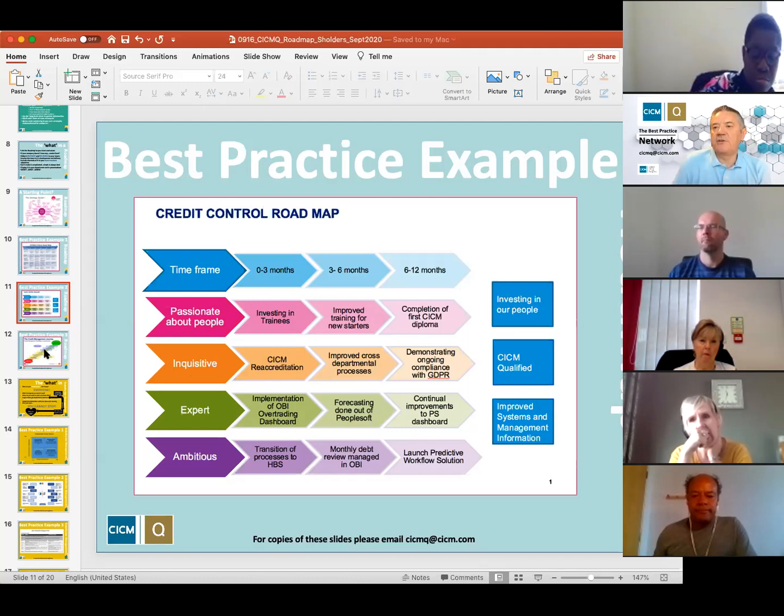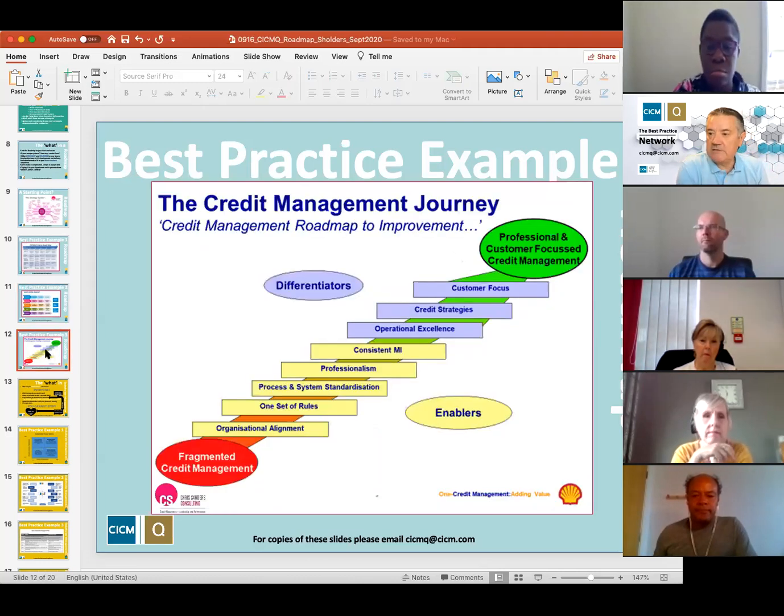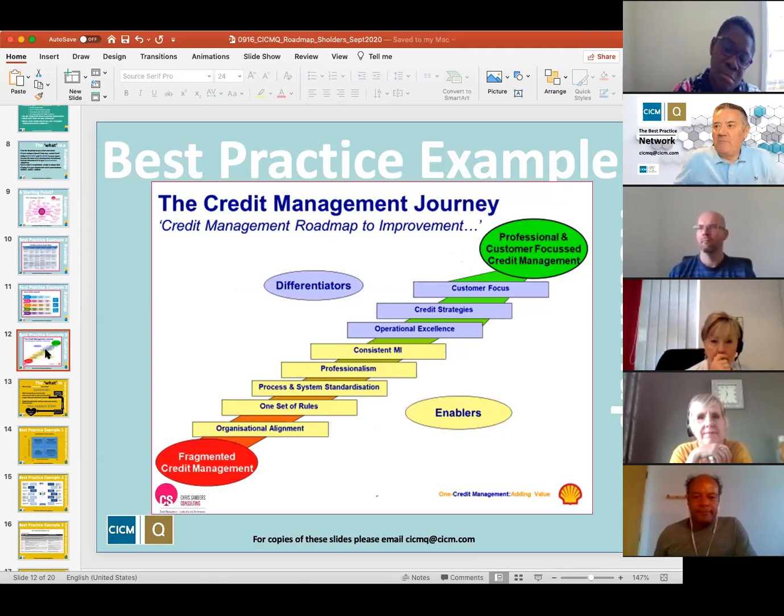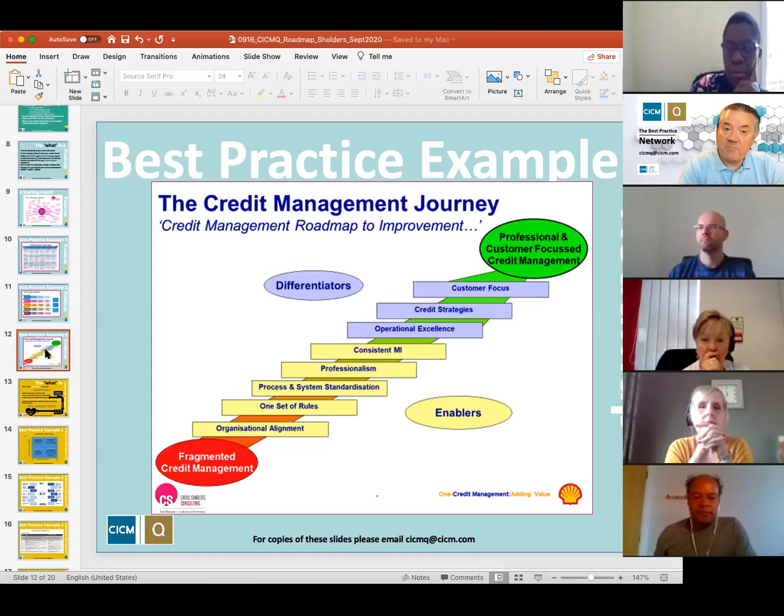This one here is quite an old one now. Pam will recognise this one. This was the credit management journey that was created by Shell International. I can use this because it was in the 2008 ICM conference at the Excel Centre, the last CICM conference that they had. But this was from the period 2006 to 2008, so it's a little bit old now.